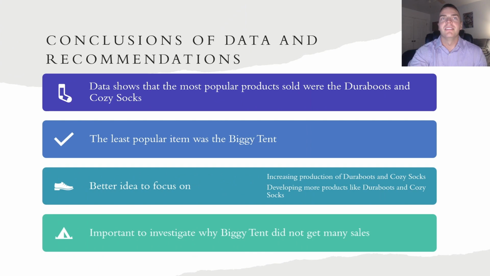So, conclusion of the data and recommendations to the company: the most popular products were Dura boots and cozy socks. The least popular item was the biggie bag. It's a better idea to focus on increasing production of Dura boots and cozy socks and developing more products like both of them. It is also important to investigate why the biggie bag did not get that many sales. That might be a possible solution for increasing revenue and where they can go in the future.